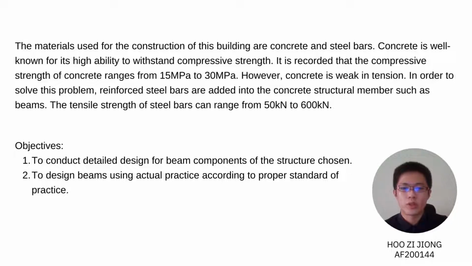The materials used for the construction of this building are concrete and steel bars. Concrete is well known for its high ability to withstand compressive stress. It is recorded that the compressive strength of concrete ranges from 15 megapascals to 30 megapascals. However, concrete is weak in tension. In order to solve this problem, reinforcement steel bars are added into the concrete structural members, such as beams. The tensile strength of steel bars can range from 50 kN to 600 kN.